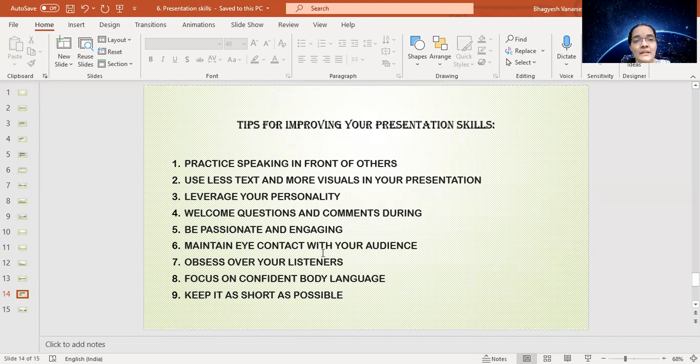Leverage your personality. It should not be too fancy, but it should be appropriate for that particular occasion and situation. If any questions or comments come up during the presentation, always welcome them. You should answer the questions and welcome them because they are going to make you better next time. Be passionate and engaging.